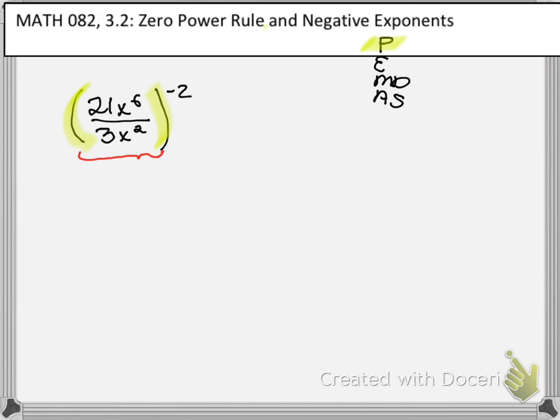Okay, so the first thing that I see that can be simplified is that I have a 21 and a 3. What's 21 divided by 3? Well, 21 divided by 3 is 7.